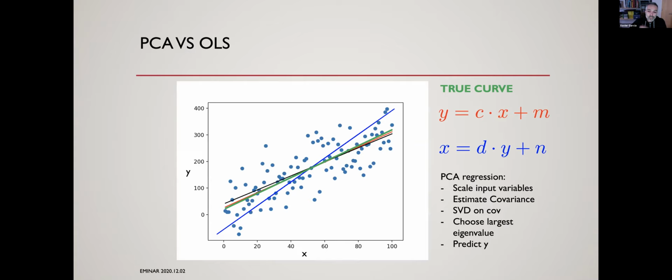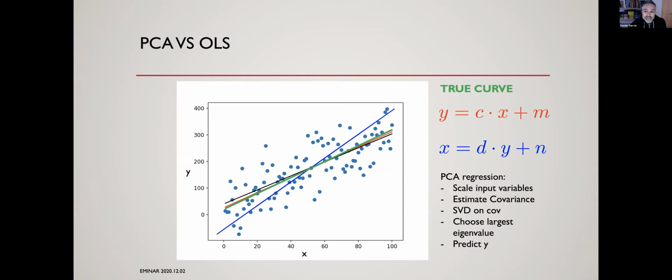In this case, if I show the true curve, it seems that the red problem did better than the PCA, but I think this was just a random fluke, because I can run this program thousands of times and the PCA would be closer to the true solution than the ordinary least squares.